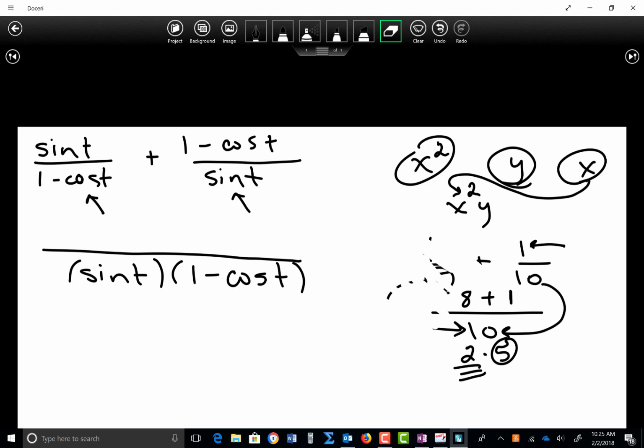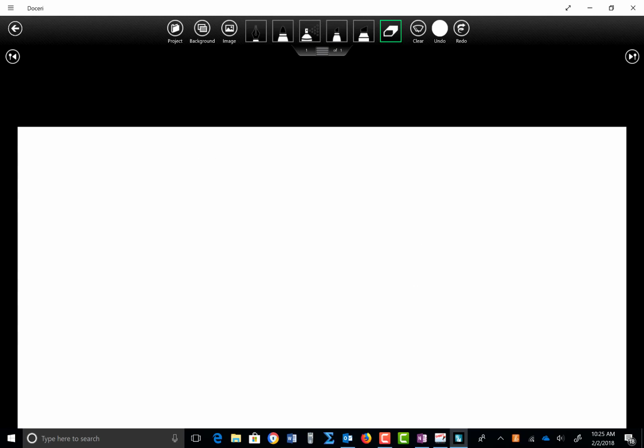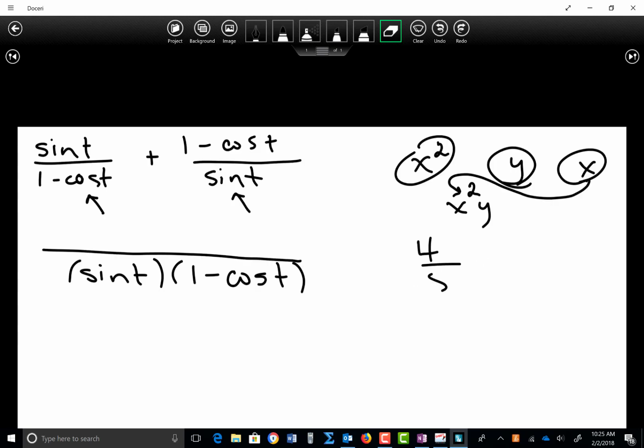Let's go ahead and erase that so that we have more space here to do what we need to do. Okay, so I've made you some space there now.